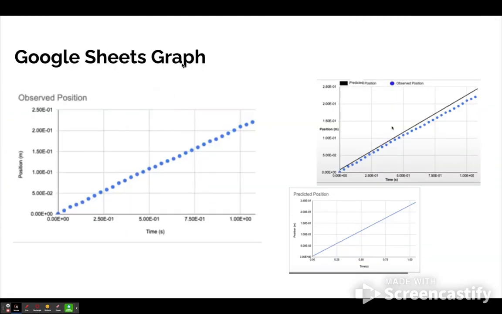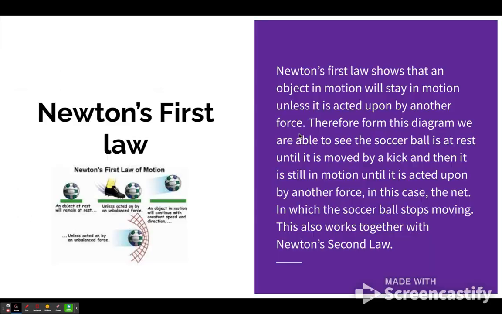Here's a Google Sheets graph that I used when I inputted the data. Here's the predicted position and the observed position from the Tracker model and the GlowScript software. As you can see, the observed position is a little less than the predicted position. We will explain why in later slides.